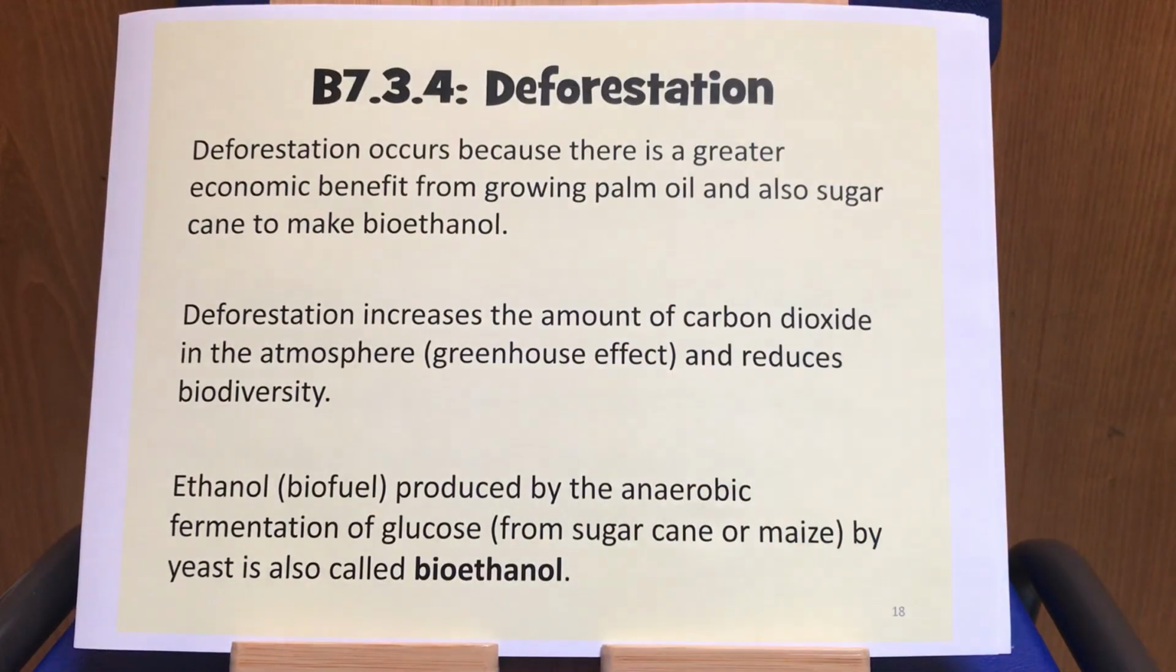Deforestation. Okay, this occurs because people are cutting down the trees to grow things like the sugar cane to make the bioethanol, talked about that already, but also palm oil. And we looked at the Iceland advert, and we talked about the fact that palm oil is in so many products and they are literally destroying the rainforest.